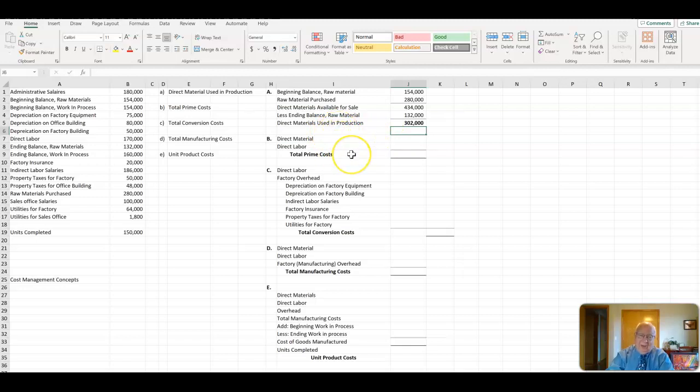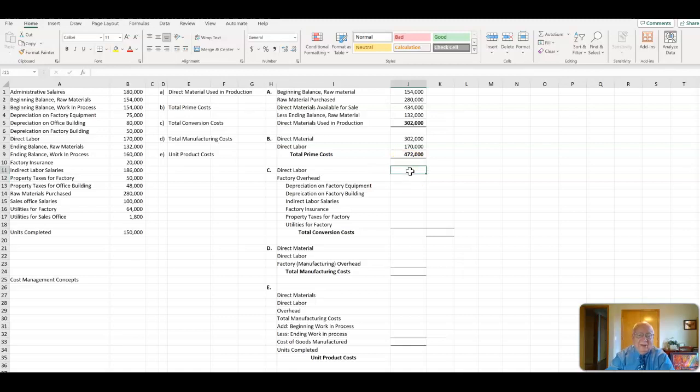Prime costs. Prime costs are real simple. It's the two directs: direct material plus direct labor. Okay, so the direct material, you notice that we just calculated it, and that's the 302,000 that we just had here. So we had to do that part first. And the direct labor was given as 170,000. So our prime costs are 302,000 plus the 170, or 472,000.